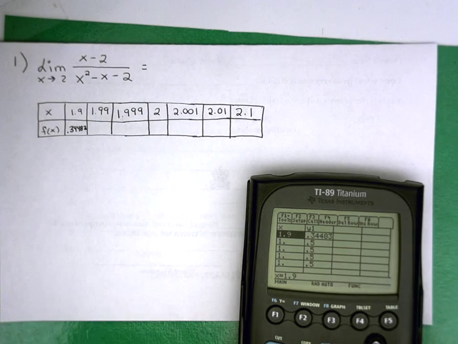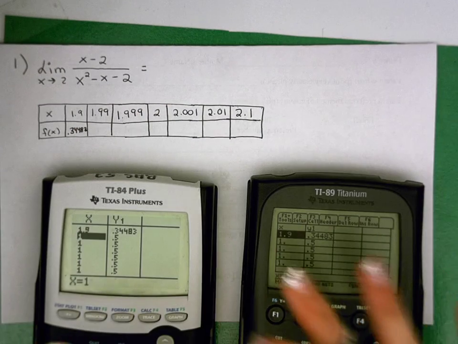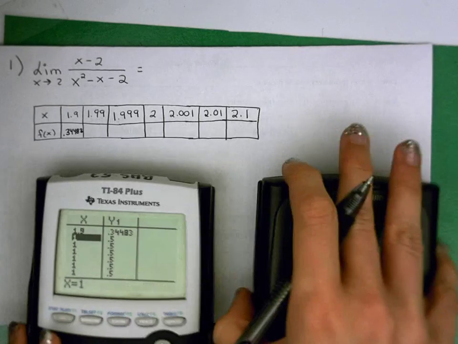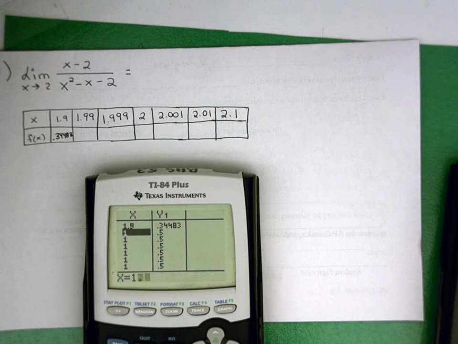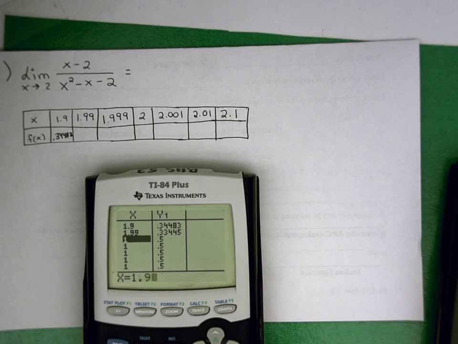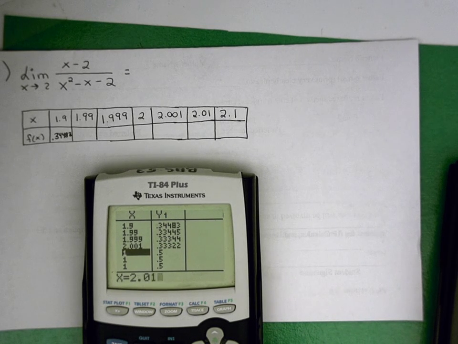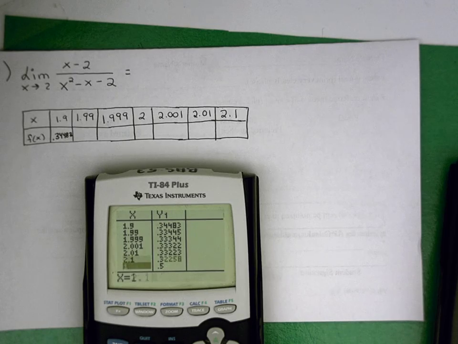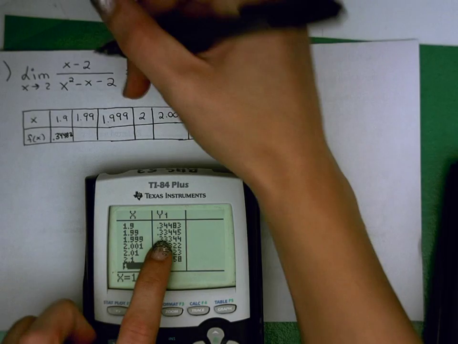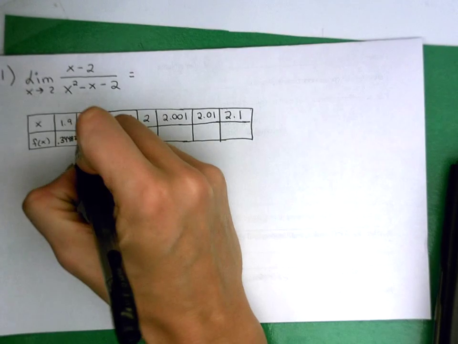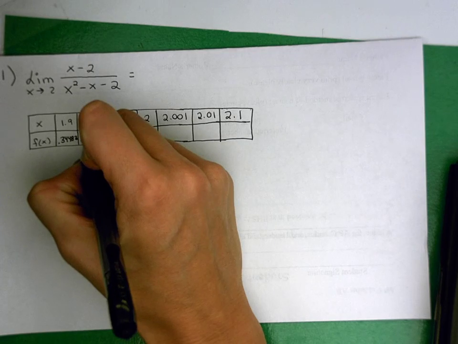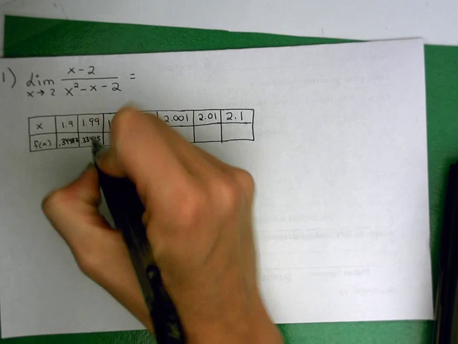And so I'm going to come over here and write 0.34483. And from here on out, I'm only going to put them into one calculator because it's the same all the way down. So we're going to put 1.99, 1.999, 2.001, 2.01, 2.1. And so I have all of my y values here. 0.33445.